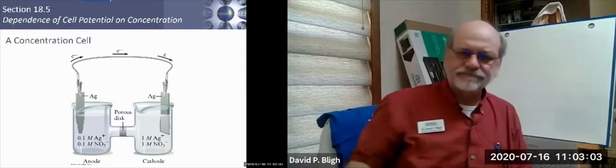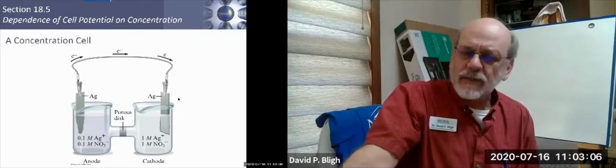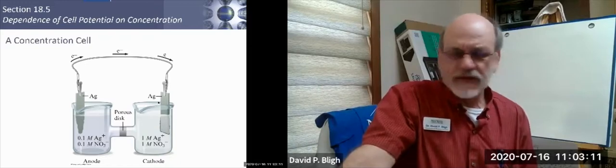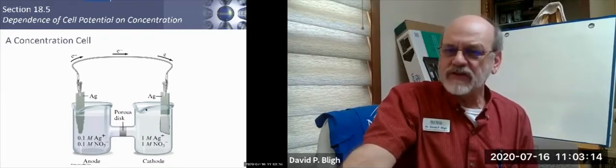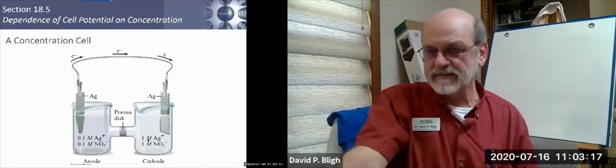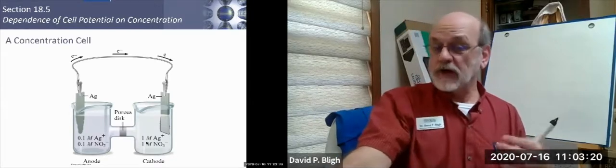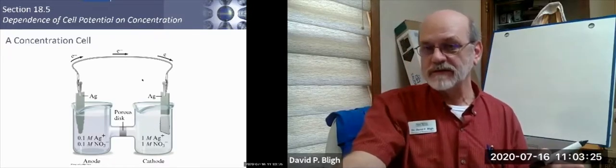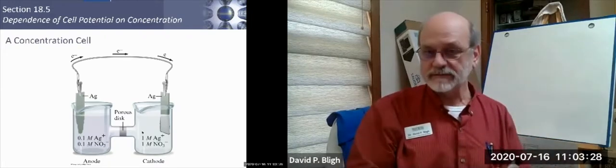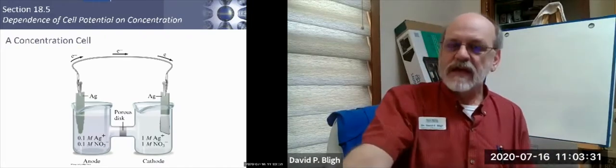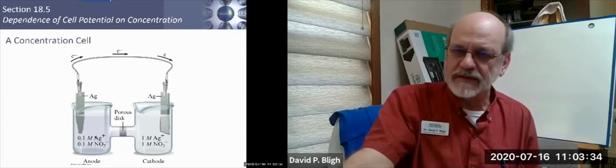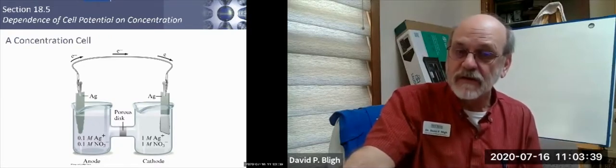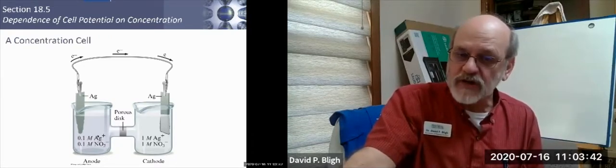What would happen in an electrochemical cell if you had both electrodes the same material, and the half reaction on both sides was exactly the same? Well, under standard conditions, there would be no driving force for the electrons, right? Because you'd have the same reaction on both sides. But if you change the concentration, remember what we said, Le Chatelier says you're going to drive the reaction toward the lower concentration, right?